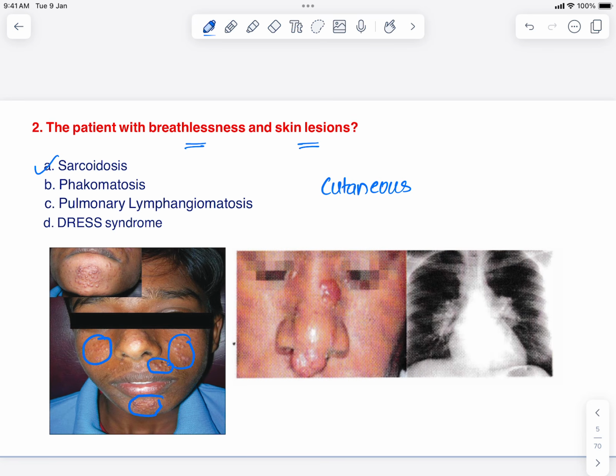And one more important point which tells you that it is sarcoidosis is the presence of bilateral hilar lymphadenopathy along with the cutaneous manifestations. Patients presenting with breathlessness and skin lesions are very much suggestive of sarcoidosis. All right, next question.